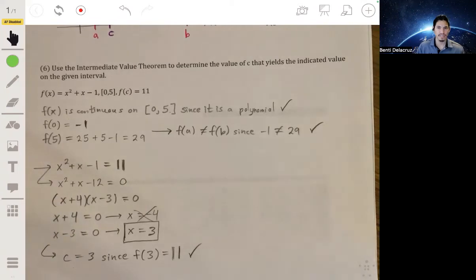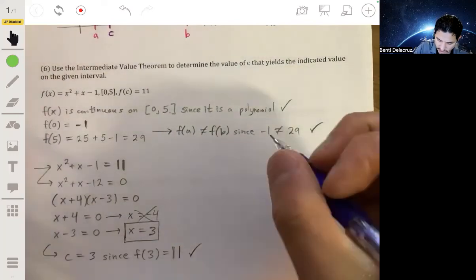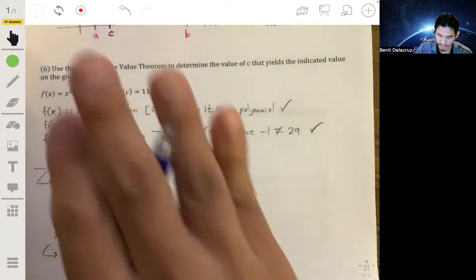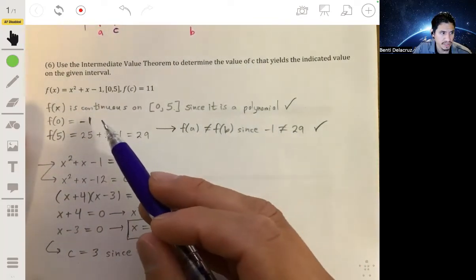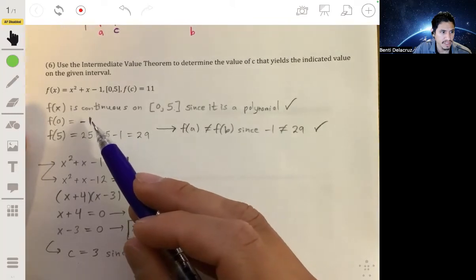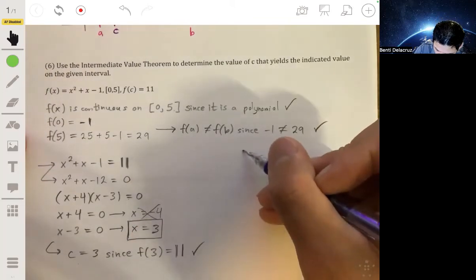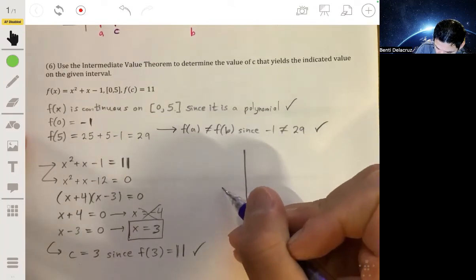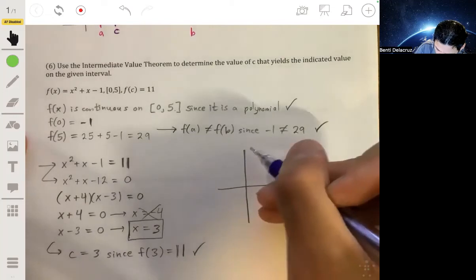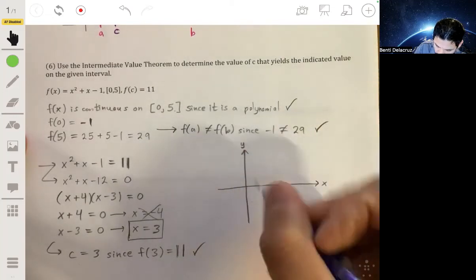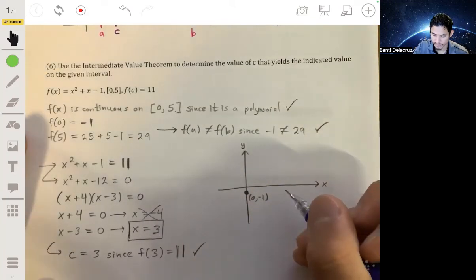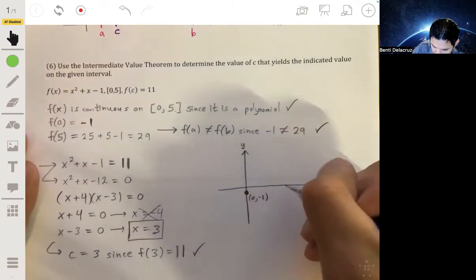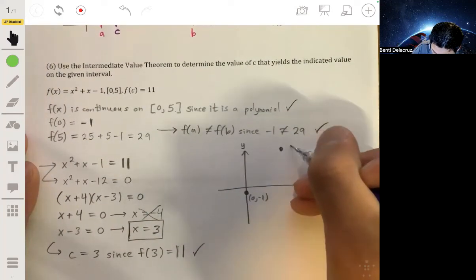So that's basically our answer, but let's actually draw a picture of what this is doing, because you want to make sense of this in a conceptual way, so you don't feel like you're just memorizing some process. So let's start at these points. We know that at 0 the graph is at -1. So let's draw an xy axis. Let's say this is 0, -1. We know the point 0, -1 lies on the graph, and we know the point 5, 29 lies on the graph. And this is not drawn to scale.